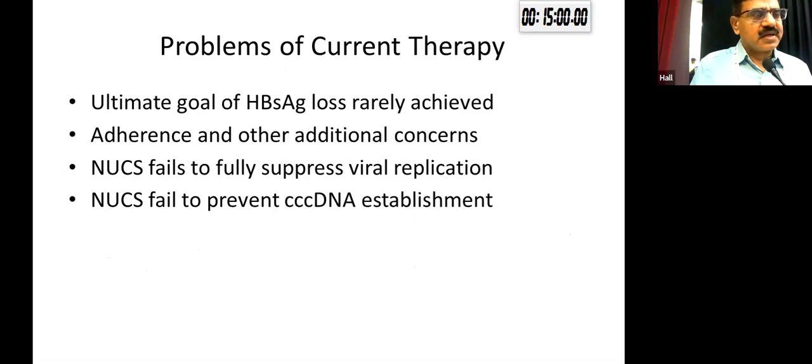What are the problems with the current therapy? The goal of HBsAg loss is rarely achieved. They fail to suppress viral replication completely and they fail to prevent disease and DNA establishment.